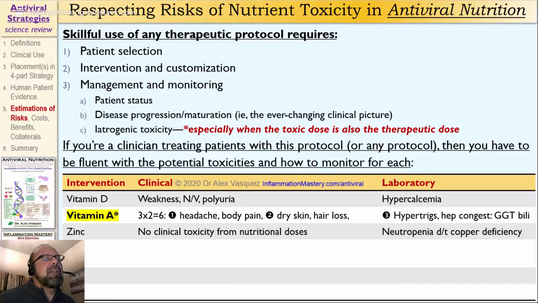So you order a lab panel in this case called a CBC, or complete blood count with differential. And the differential is we're looking at different subsets of white blood cells. One of those subsets is called neutrophils. If a person becomes copper deficient, those neutrophils start to lower. That's a sign of copper deficiency, and we call that neutropenia. That's one of the earlier signs, not necessarily of zinc toxicity, but rather zinc-induced copper deficiency.